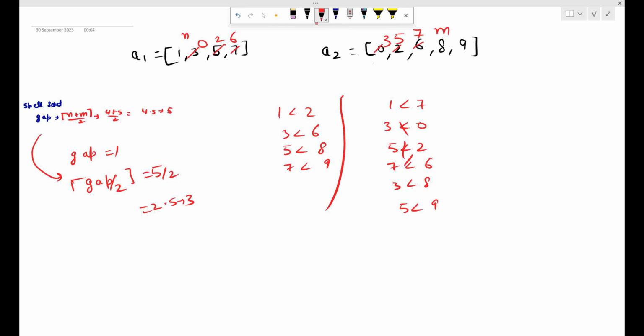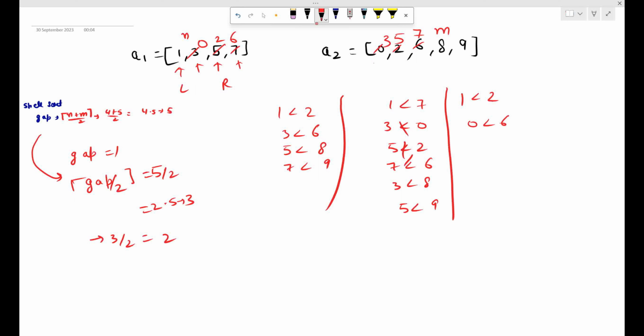Now again calculating the gap, which is 3 by 2, which is 2, right? So my left will be here and my right will be here, right? Now doing our next iteration. Left is 1 and right is 2. 1 is less than 2? Yeah, fine. Moving to the next one. 0 less than 6? Yes, seems fine.